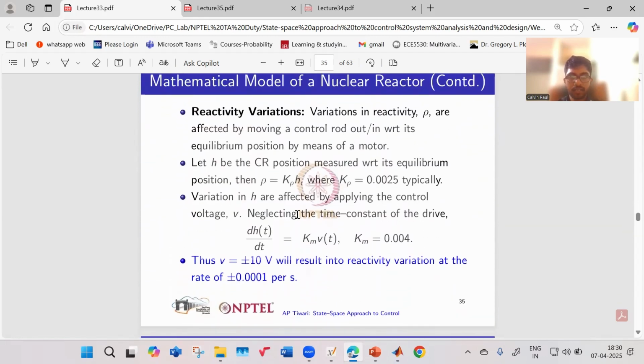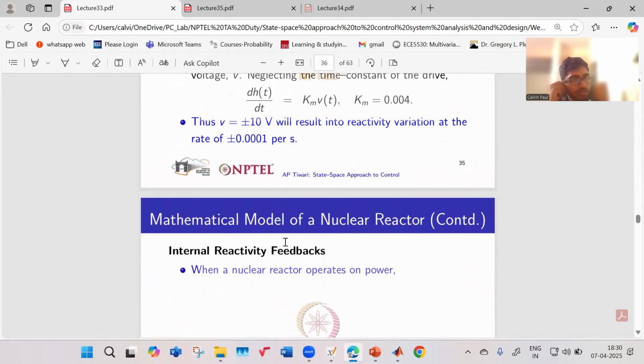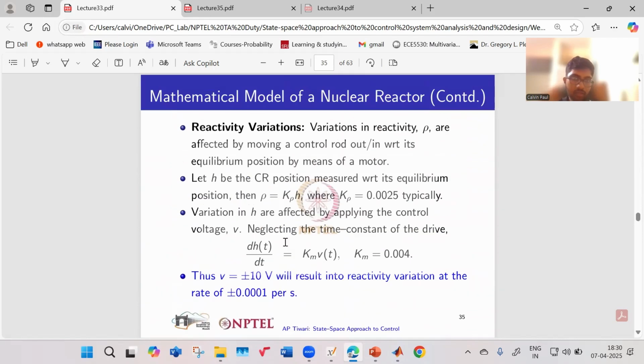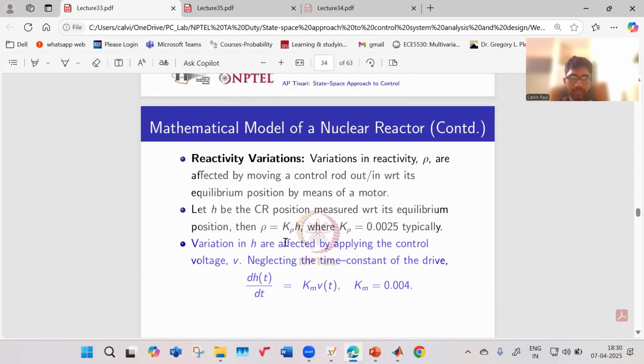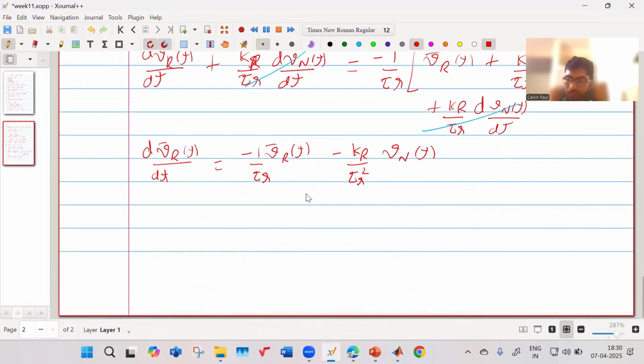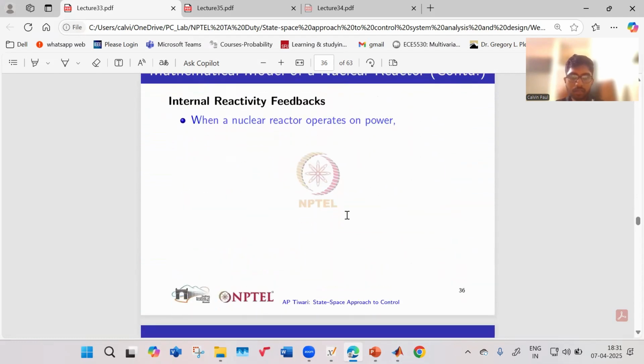So dh upon dt, the variations in h, are affected by applying the control voltage V. So the equation for reactivity variation is written as dh of t upon dt is equal to Km into V of t, where V of t is the control voltage which is applied. So this is the thing.